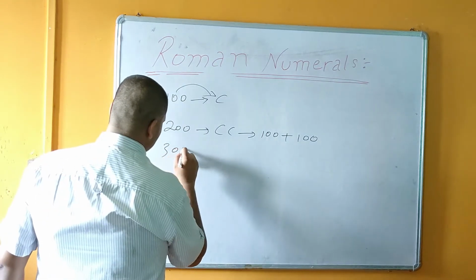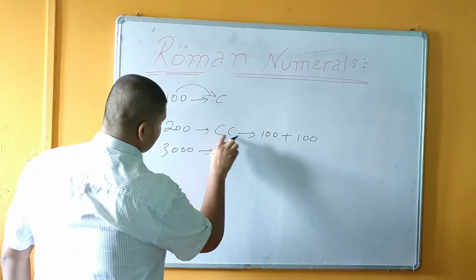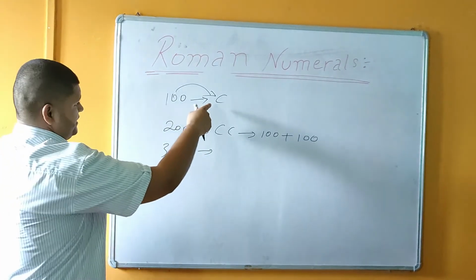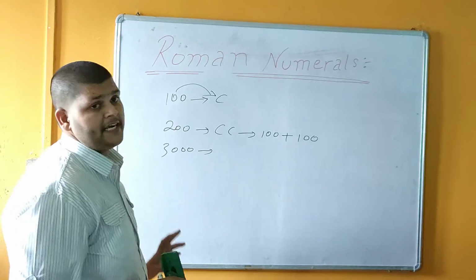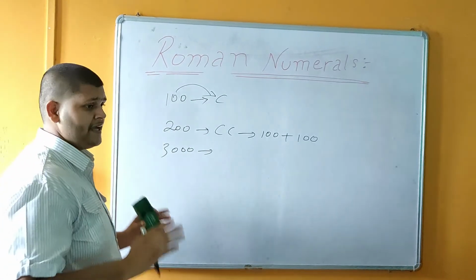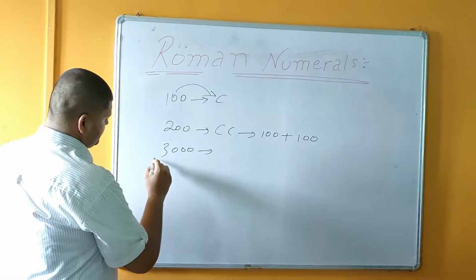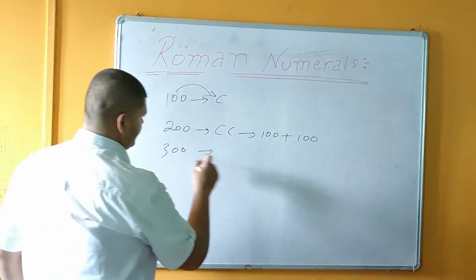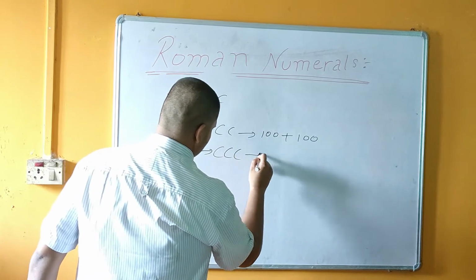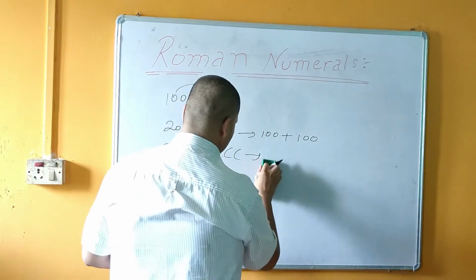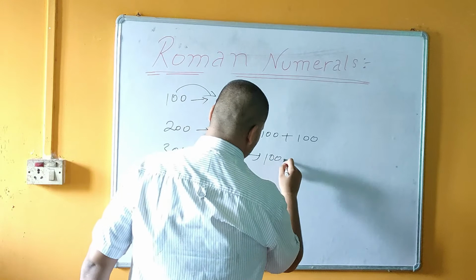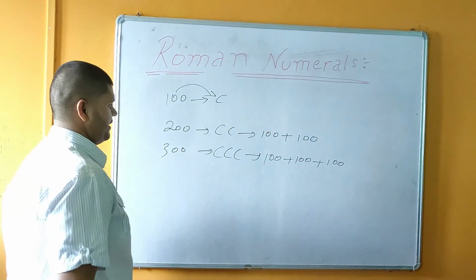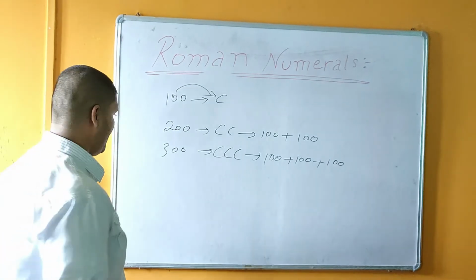You want to write 300. Why am I writing this 2 times? Because I already told in the rule that these are the symbols which can be repeated maximum thrice, but not more than thrice. So I want to write 300, so C, C, C. It is nothing but 300. So it will be 100 plus 100 plus 100. This is nothing but 300. Now you want to write 400.